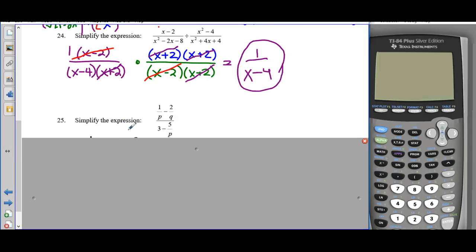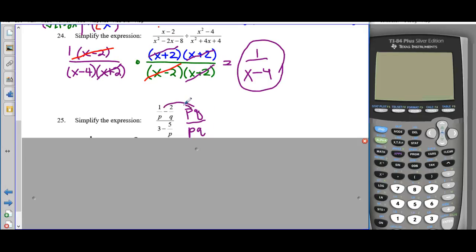All right, on number 25, I need to simplify the expression. It is a complex fraction, so I have fractions that are added and subtracted inside of another big fraction. So the first thing I would probably do is rewrite this a little bigger, and then find the least common denominator for the problem. I need a p and I need a q. So my least common denominator is pq. What I want to do is, for balance, there is no left and right on this one. There's only a top and bottom. So I'm going to multiply the top and the bottom of the big fraction by pq over pq.